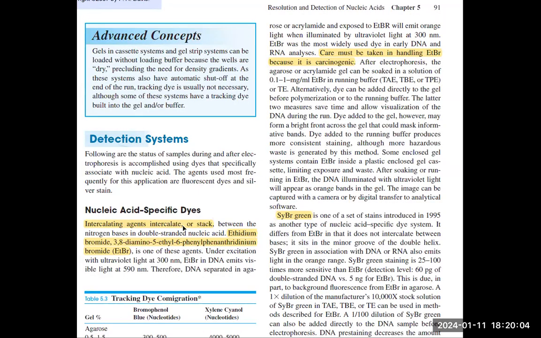It intercalates or stacks between the nitrogen bases in double-stranded DNA. And ethidium bromide has to be excited at what wavelength? UV light at 300 nm, and it will give you an orange visible light at 590 nm. So here, it will emit an orange light when illuminated.